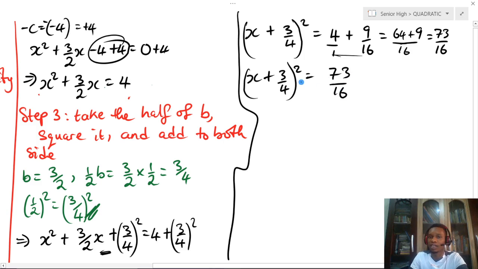So now what can we do next? To take away this raised power 2. Remember, what this completing the square helps us to do is that it gives us only one value of x now, no longer two values like how we're having here. So we have one value of x, which is easier to work with.